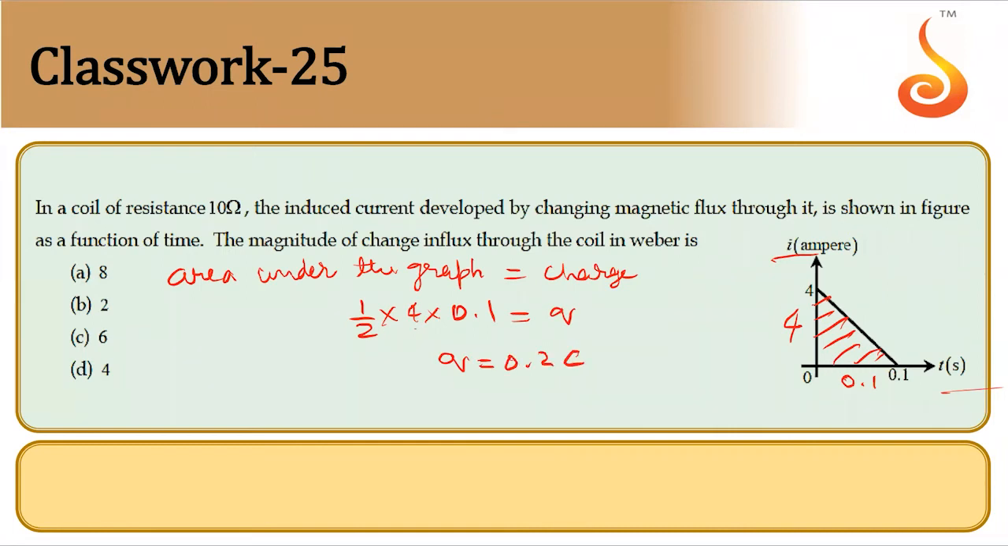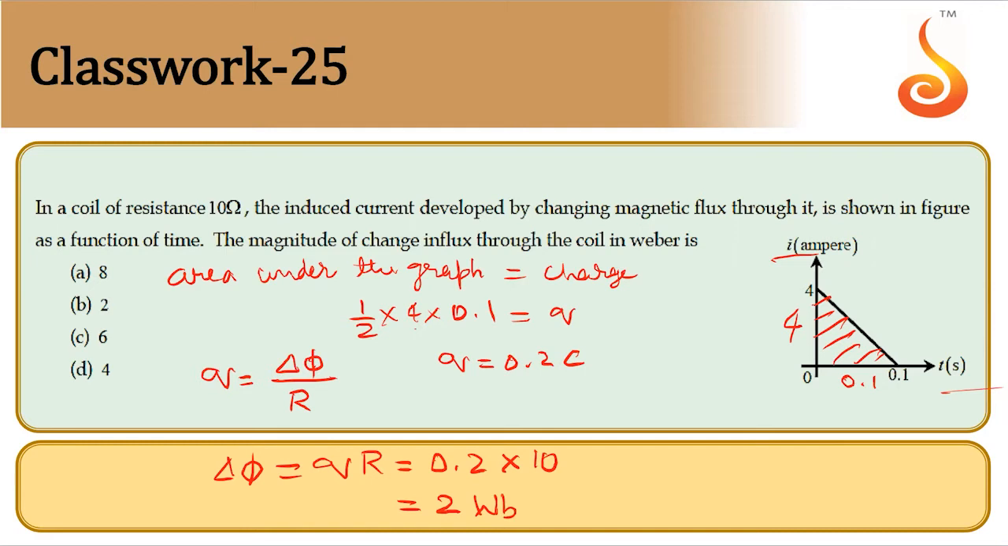Now we know that induced charge Q is equal to change in flux delta phi divided by R. So change in flux is what you need to find. It should be Q into R. Q is 0.2 coulomb into R is 10. So that should be 2 Weber. That is option B.